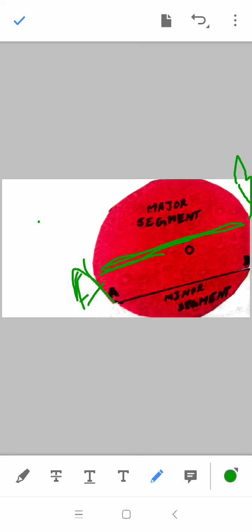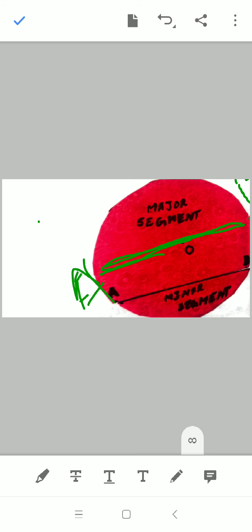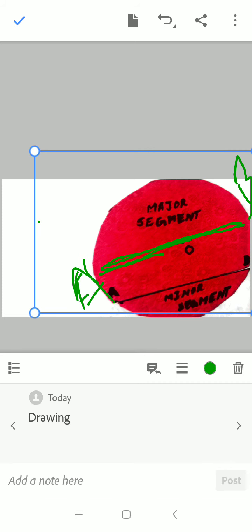So there is a point where segment and sector become the same, when the line goes from the center of the circle. When the diameter divides it into two parts, then only is it the case when segment and sector both coincide with each other. Thank you.